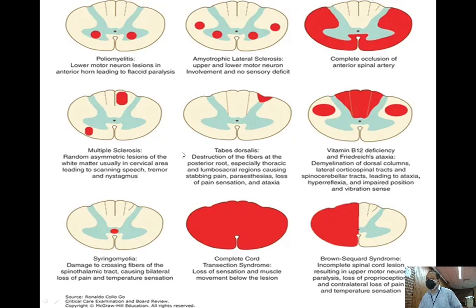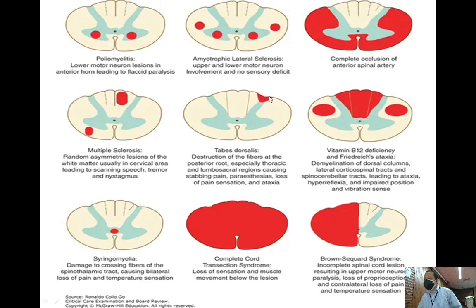Tabes dorsalis sometimes comes as a question. Here, the injury involves the posterior root, sometimes only the lateral part of the posterior root, and it may or may not involve the ganglia. This kind of injury of the posterior nerve roots is seen in the condition of neurosyphilis. We have a bacteria that is causing neurosyphilis, I think it's Treponema pallidum. It's a kind of sexually transmitted disease, and it is causing injury to the posterior nerve root.